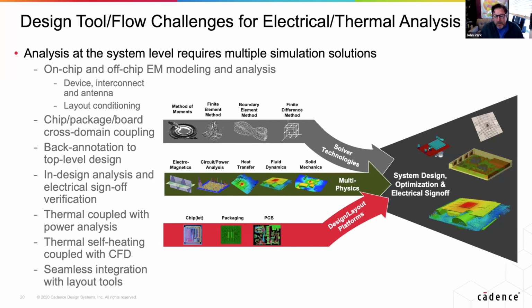And then you need to perform more types of analysis. So you need to look at heat transfer, obviously in a 3D stack. You need to look at power. If you're looking at power, you better be looking to the board, because the power comes from the board to your chip.